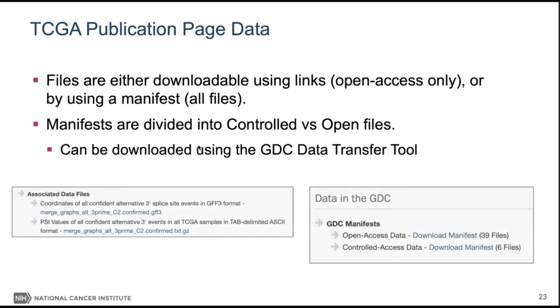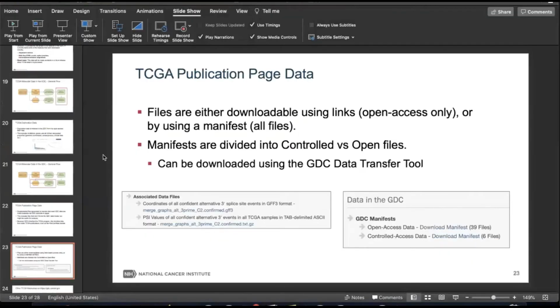So, just some general logistics here. The files are downloadable either using links, which you can just see in the blue here on the bottom. Those are the open access files, or all files can be downloaded using manifests that are provided on the publication pages. The manifests are divided into controlled versus open files and can be downloaded using the GDC data transfer tool. So before I leave this section, I just want to show these publication pages.